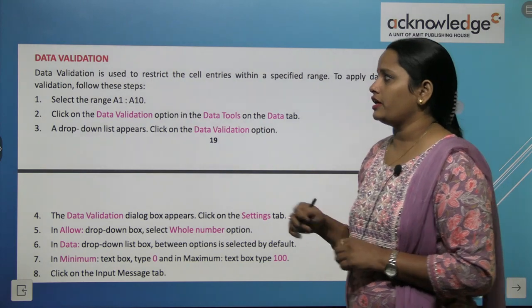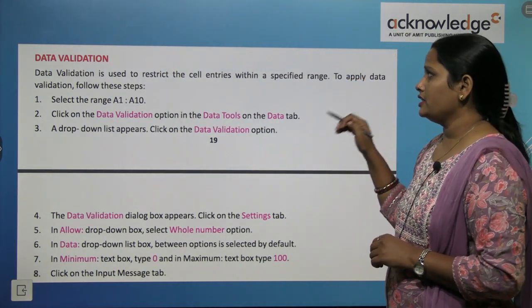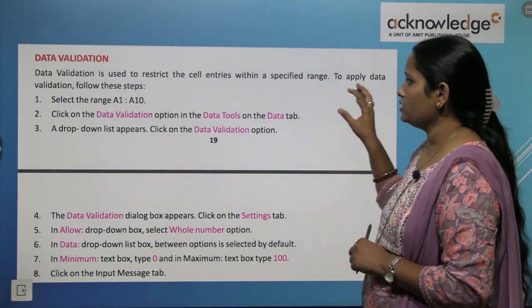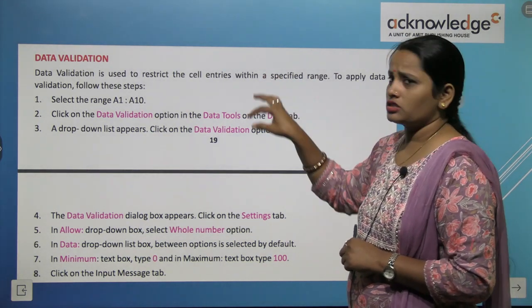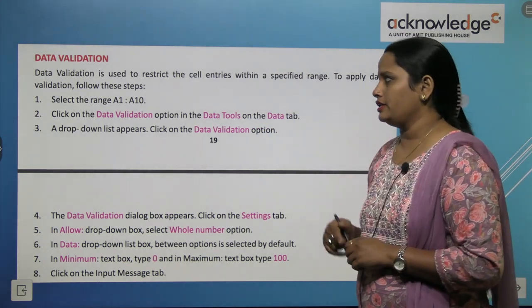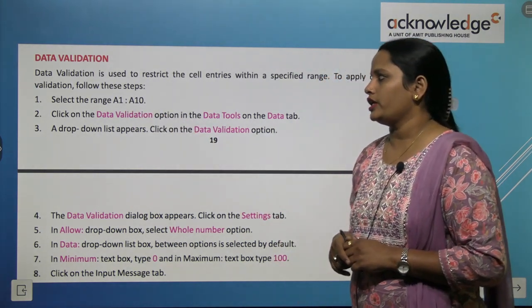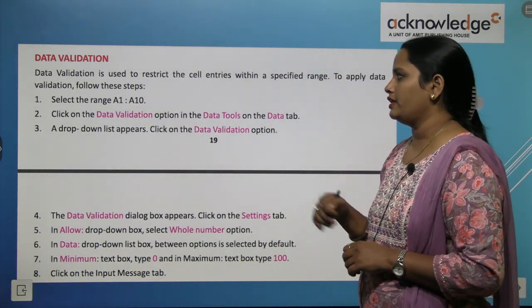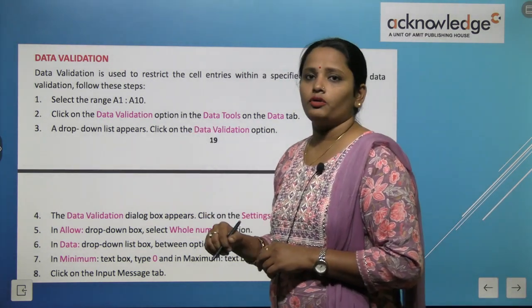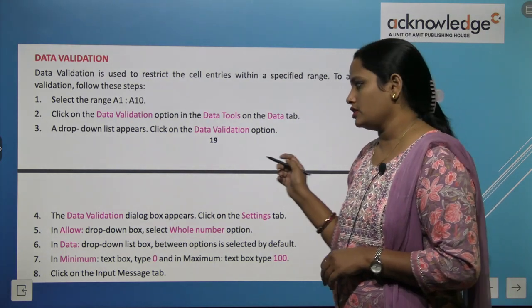Data validation is used to restrict the cell entries within a specific range. So जो भी range है हमारी cell की उसकी data को वो restrict कर देता है. To apply data validation, follow the steps. Select the range A1 to A10. Now click on the data validation option in the data tools group in the data tab and then a drop down list will appear. From there we have to click on the data validation option.